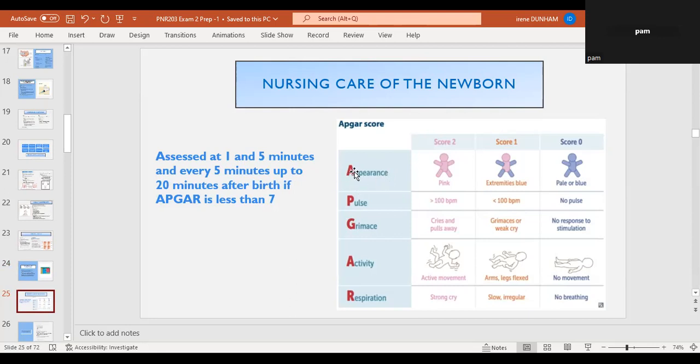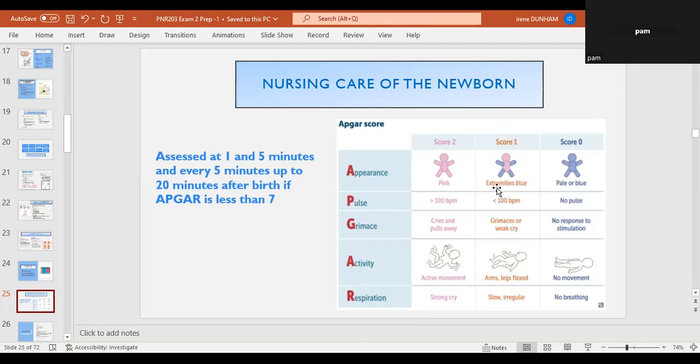So here it is, APGAR. A is for appearance. Now, it's a scoring system, folks. So we have a score of 2 if this baby is nice and pink. But look at the little drawing here. The baby's hands and feet are all pink. Then a lot of times you don't have this, because this is more what we see.